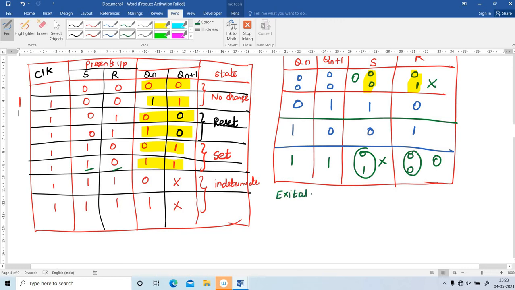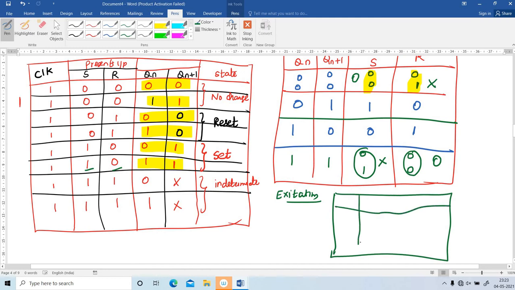What is the excitation table? Excitation table also the same. So first I have to put the same as Qn plus 1, S and R. Qn plus 1, S then R.